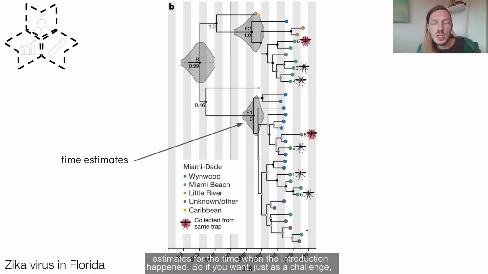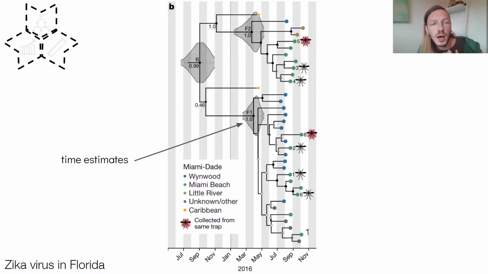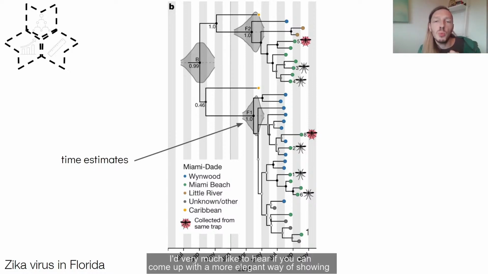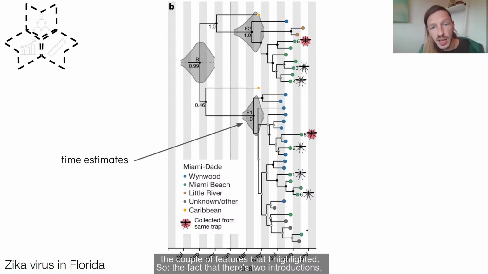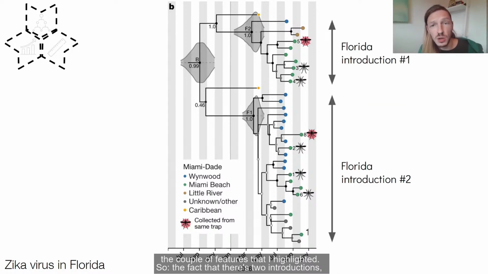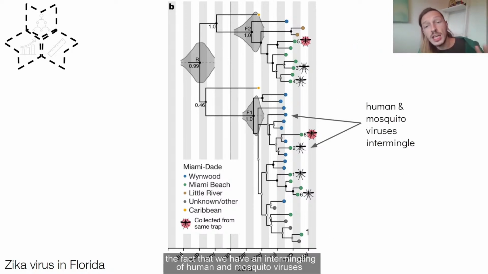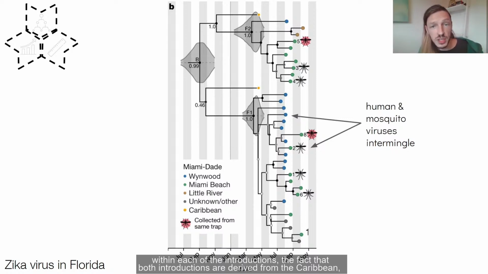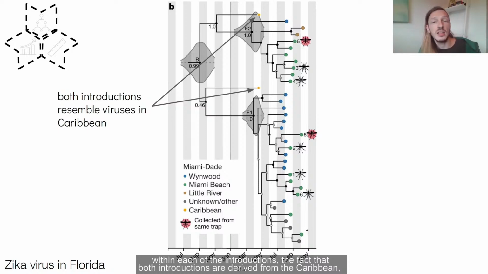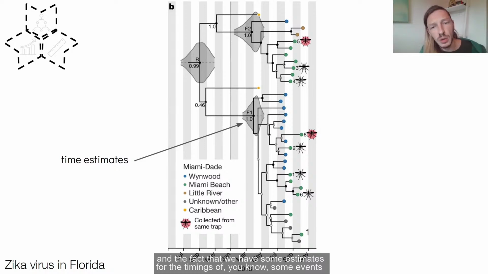So if you want, just as a challenge, I'd very much like to hear if you can come up with a more elegant way of showing the couple of features that I highlighted. So the fact that there's two introductions, the fact that we have an intermingling of human and mosquito viruses within each of the introductions, the fact that both introductions are derived from the Caribbean, and the fact that we have some estimates for the timings of some events happening in the tree.